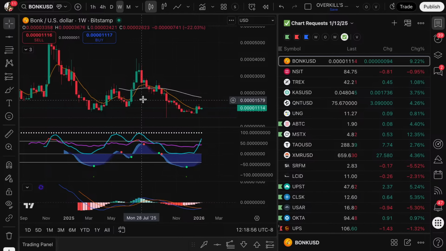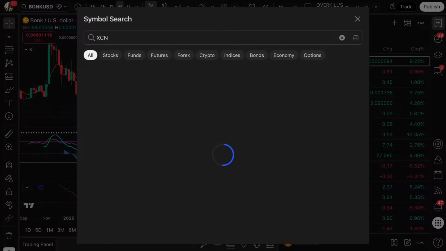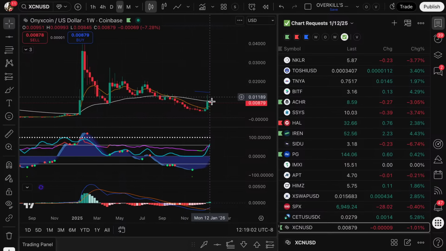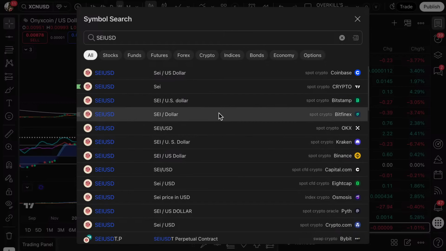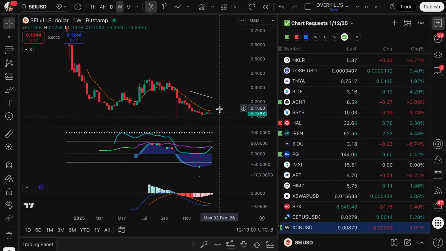They look so good. You said Onyx or SCI? That's a tough one. I actually own a little bit of both. I own a lot of XCN, but SCI is also a very strong project here, and it's very oversold.